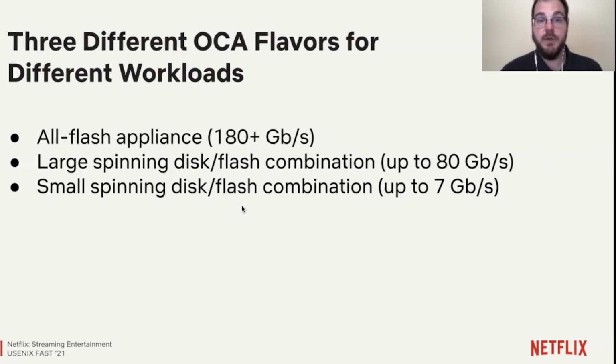One has a larger amount of storage and operates at a higher bandwidth, currently up to 80 gigabits per second. But we're planning to increase that up to 180 gigabits per second for the larger spinning disk appliances, hopefully by the end of the year. Our smaller spinning disk appliance currently serves up to 7 gigabits per second. But again, we're hoping to increase that, and we're targeting 21 or more gigabits per second for that by the end of the year.